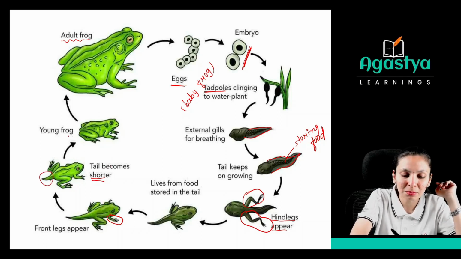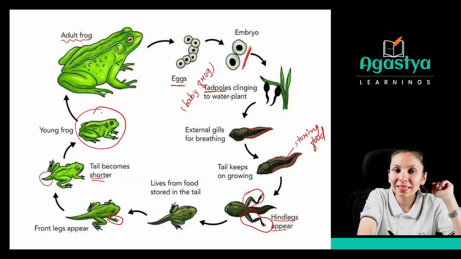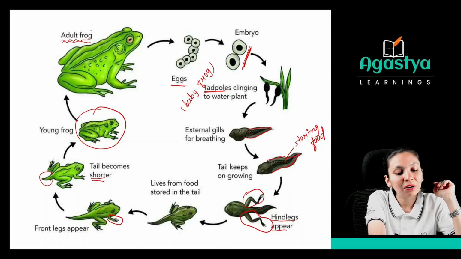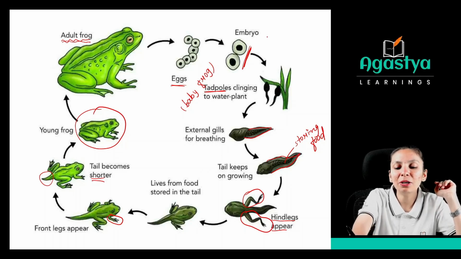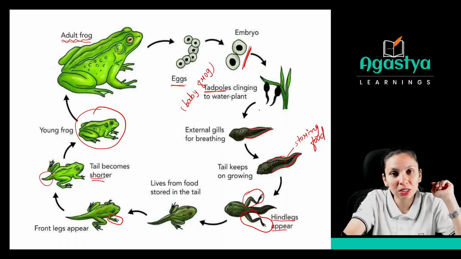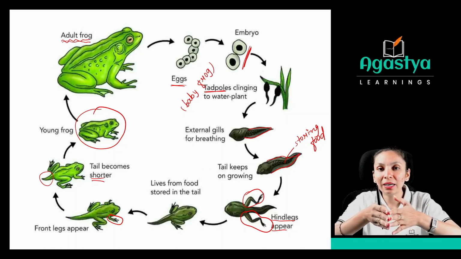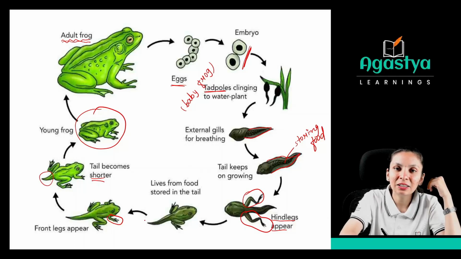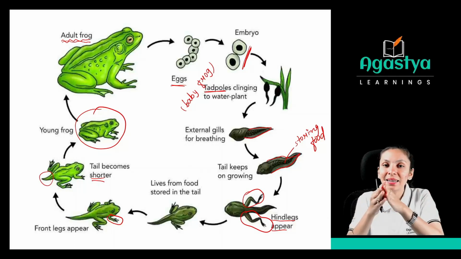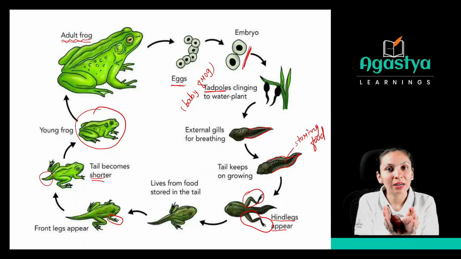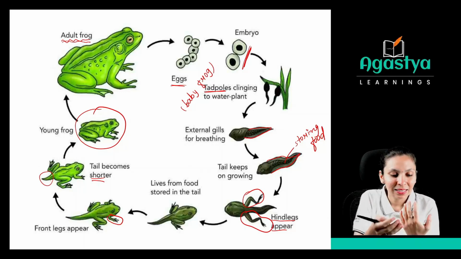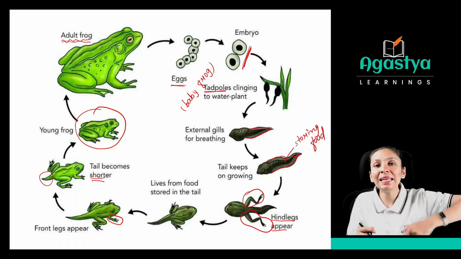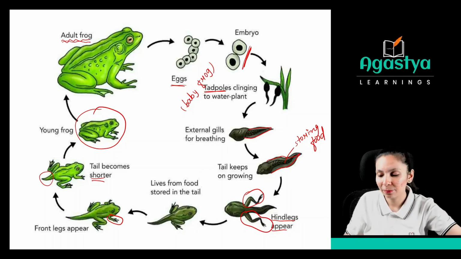Now this tadpole has become a young frog. And as the young frog matures, it is called an adult frog, right? So now again it will lay some eggs. Again it will grow into the embryo stage. Again the tadpole stage will be there. Again the tail will become longer and longer. It will store the food. Again it will have the legs. Again the front legs will appear. Then the tail-like structure will get shorter. Again it will become a young frog, and then again it will become an adult. Clear? So this cycle is continuously going on.